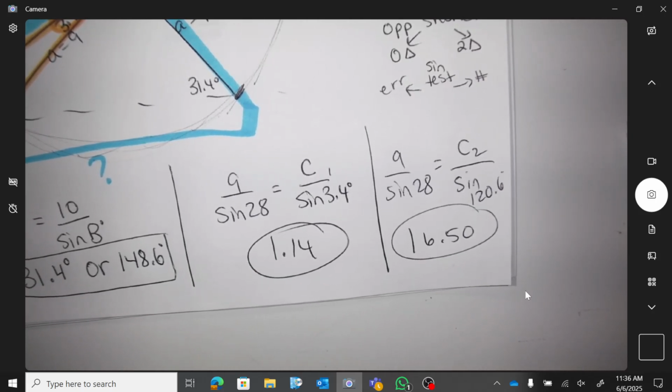Okay, so remember that there's always the two options for angles, the two options for sides.